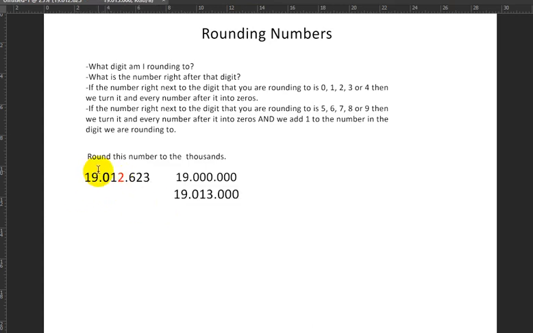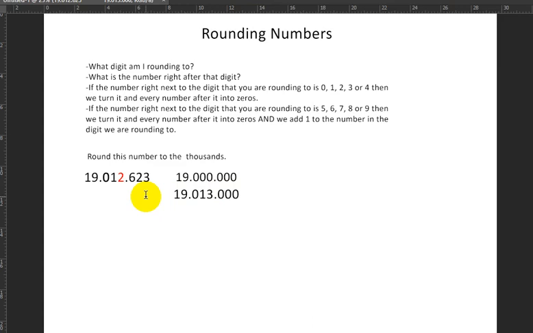Which is, if you ask 2 people, this city has 19,012,623 people. When you ask 2 people how many people are in the city, one person says 19 million, the other person says 19,013,000. This person is more correct, yes, but the number is less round. So it takes more time to describe it.